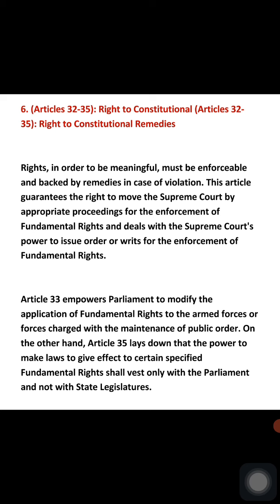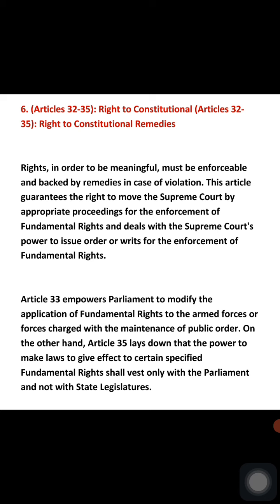Then the last one is the right to constitutional remedies. Right, in order to be meaningful, must be enforceable and backed by the remedies in case of violation. This article guarantees a right to move the Supreme Court by appropriate proceeding for the enforcement of fundamental rights and deals with the Supreme Court's power to issue orders or writs for the enforcement of fundamental rights.